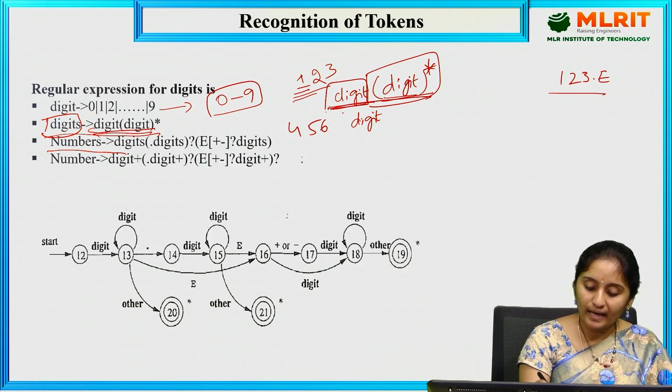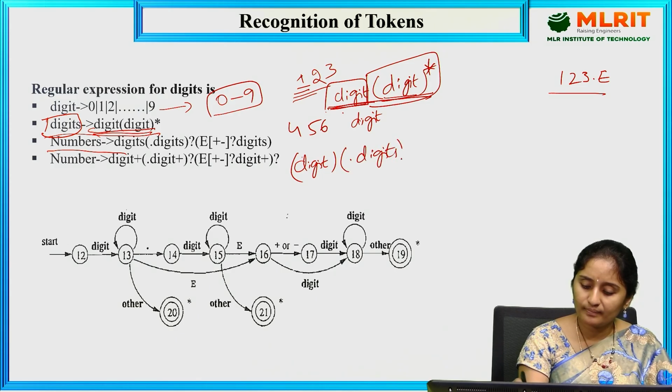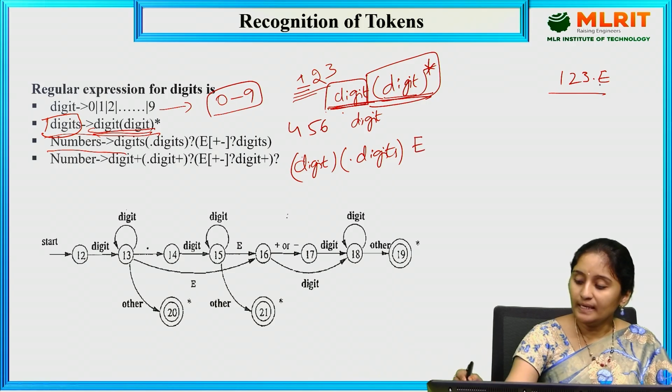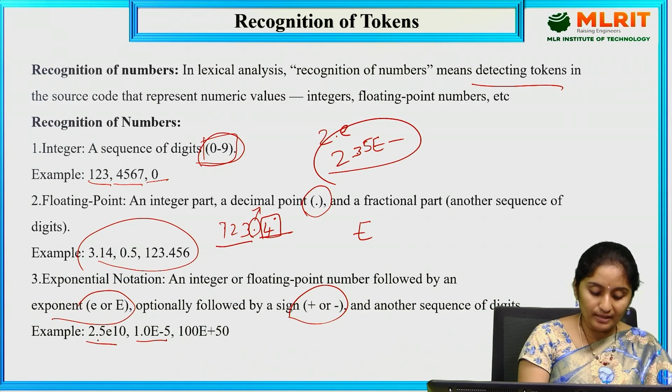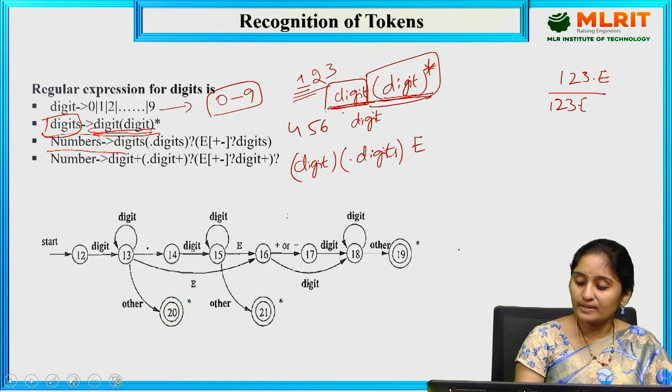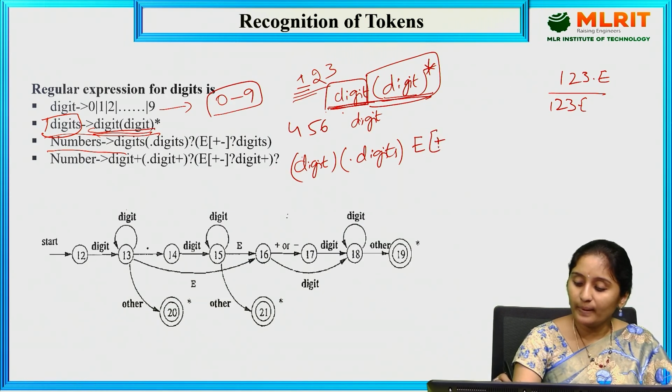So here I have digits, dot, digits. The next I can have is E. E represents the exponent. Sometimes I may have 123.45E minus, or E plus, or E10. To represent that, we use plus minus. And next, after the E minus, I can have some digits like 1, 5, 3, 2 and so on.